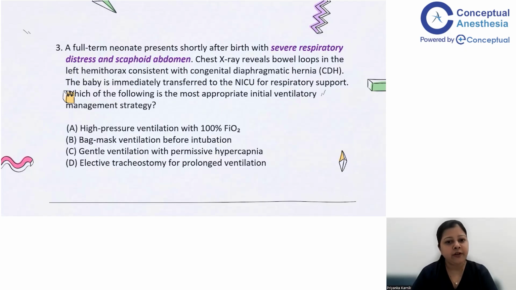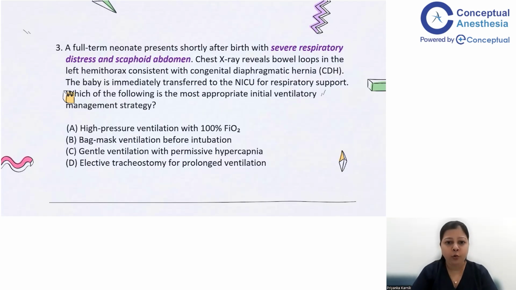First is high pressure ventilation with 100% oxygen. Second is bag mask ventilation before intubation. Third is gentle ventilation with permissive hypercapnia, and the last is elective tracheostomy for prolonged ventilation. So here the correct answer is gentle ventilation with permissive hypercapnia. That is, after intubation we have to ventilate gently and allow permissive hypercapnia.